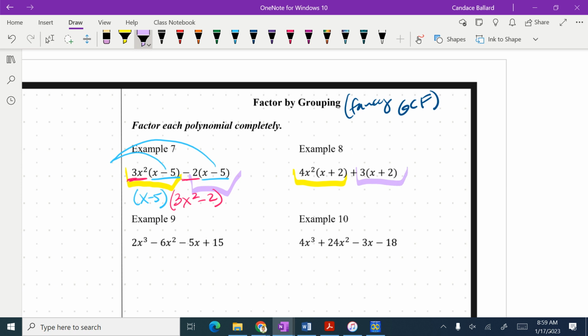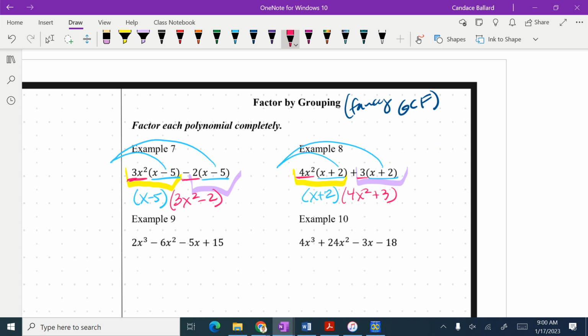All right, what is the same in both my yellow group and my purple group? X plus 2. And it's going to be a binomial. That's on purpose, okay? So it's an uglier looking greatest common factor. I'm going to bring that out front because it's just a greatest common factor. How many times am I allowed to write that down? Once. Okay. And then what was left behind was this 4x squared and 3. So 4x squared plus 3. And there's nothing else I can do to factor that back piece.